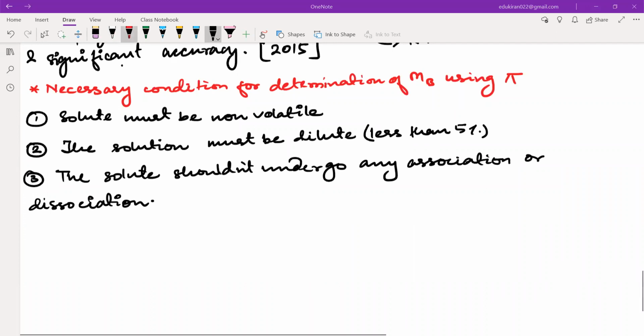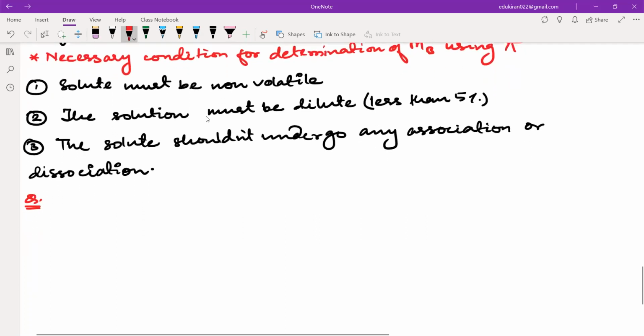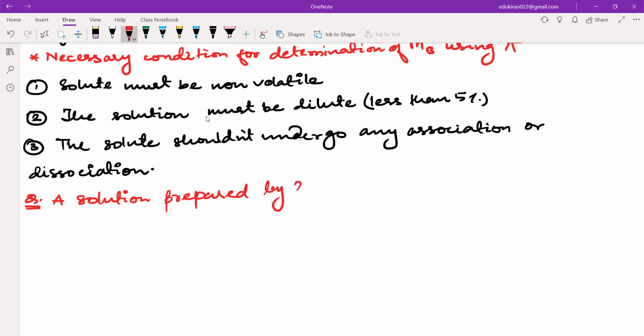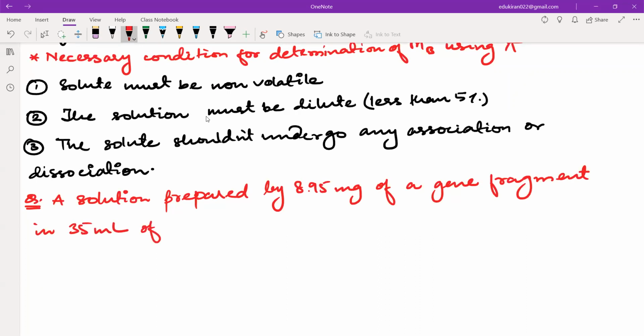Done everyone, yes or no? Okay. You can write a question with me. A solution was prepared by 8.95 milligram of a gene fragment in 35 ml of water.